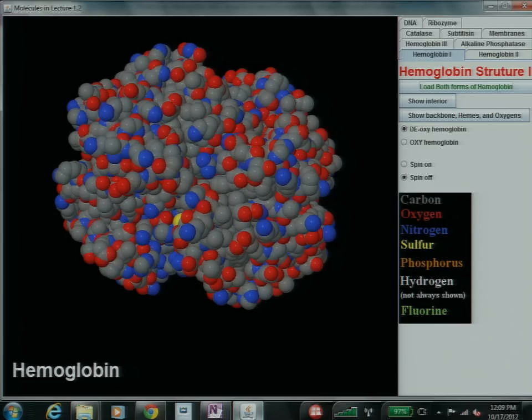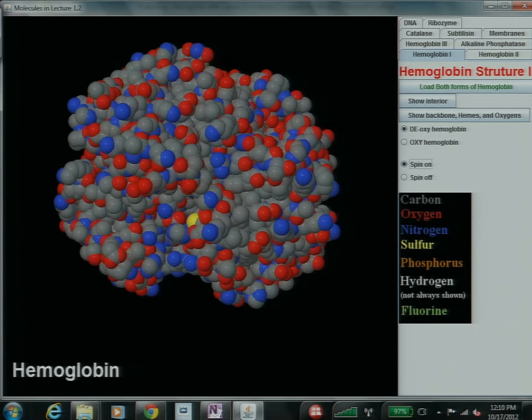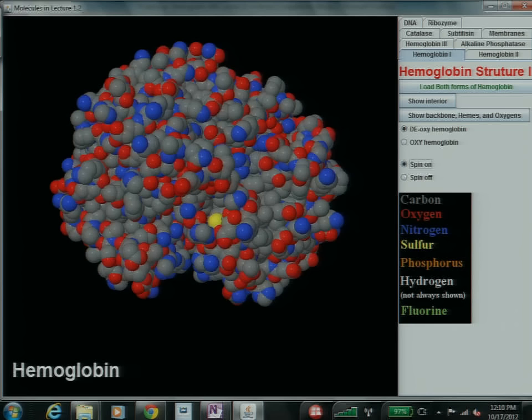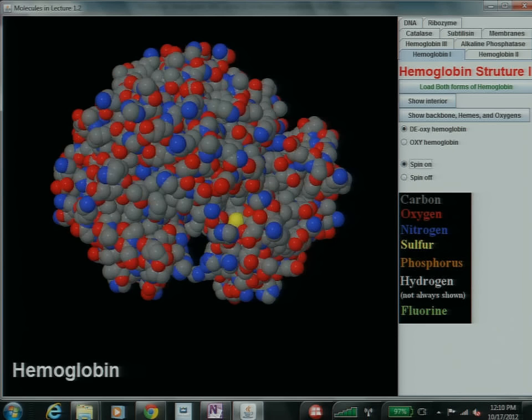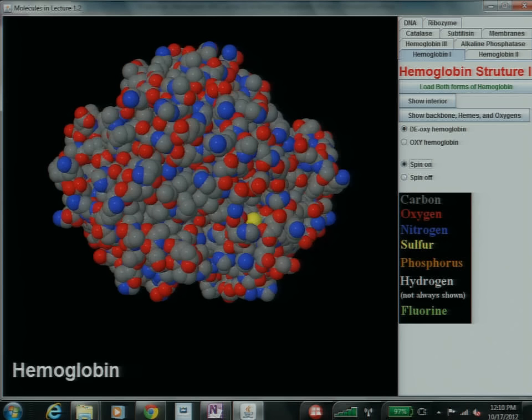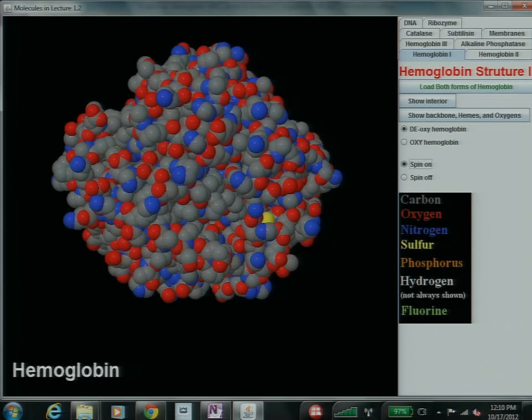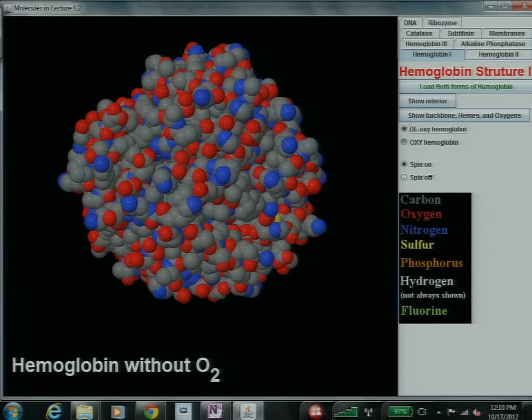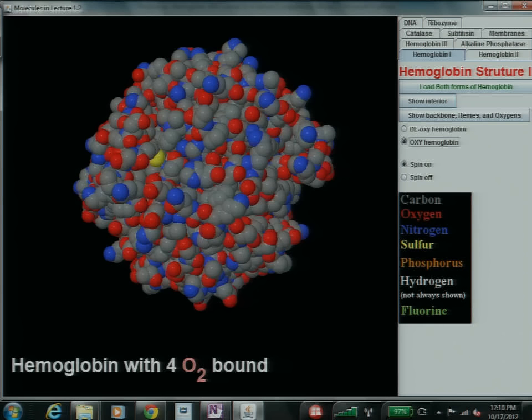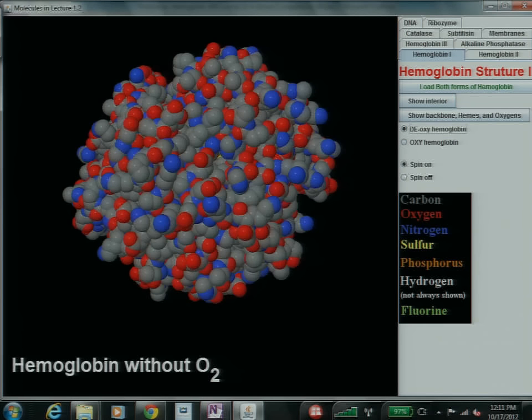So if you look at this, for the most part, most proteins are pretty boring in this view. They're basically a blob, right? And so let me show a little bit about the details of this. So this is the shape of deoxyhemoglobin, no oxygen bound. And you can switch between the two, deoxy, oxy, and the whole thing flexes, right?